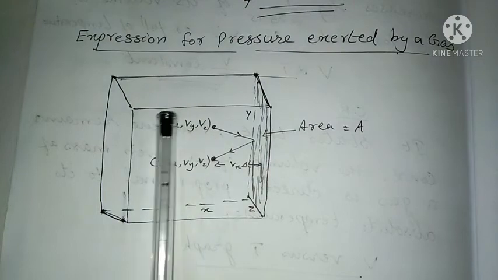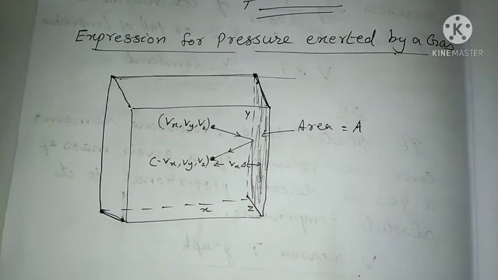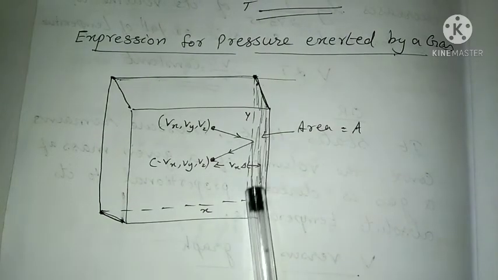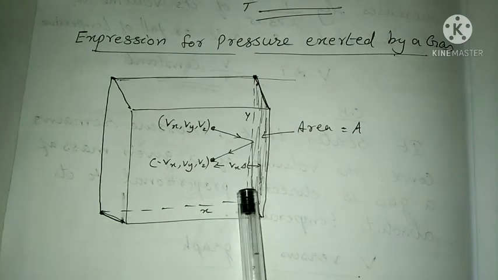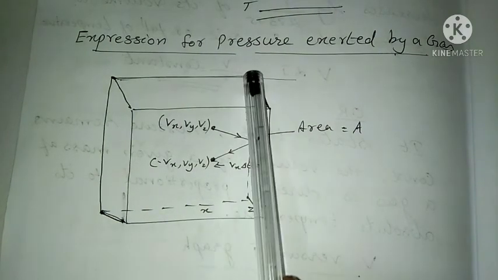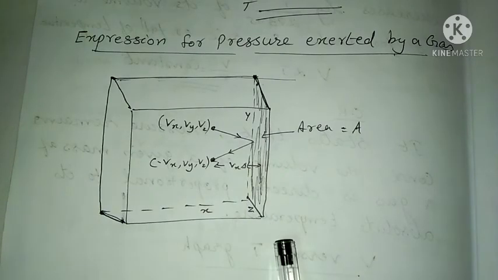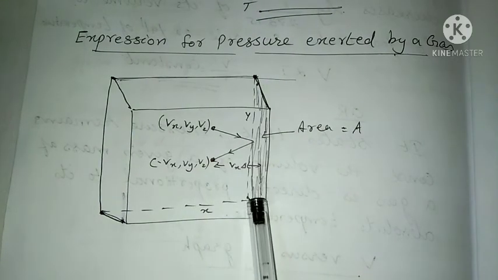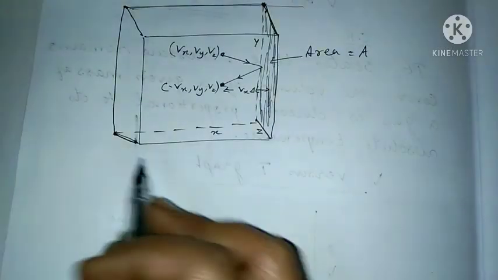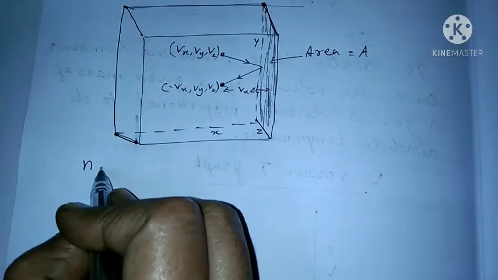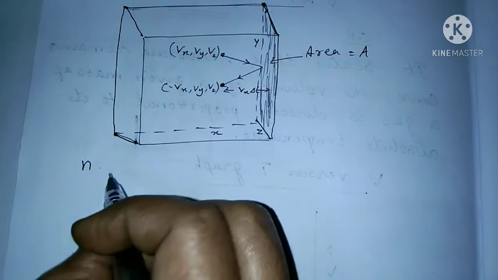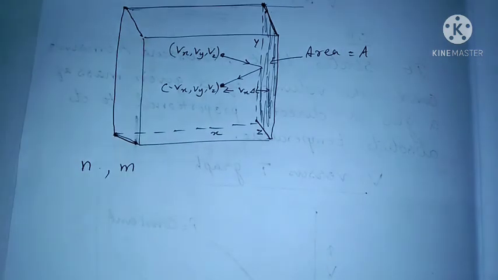So on the basis of these assumptions, we are considering an ideal gas enclosed in a cubical vessel. The sides of the cube are parallel to the x, y and z axes. This is the x axis, this is the y axis and this is the z axis. Let small n be the number of molecules present in the container per unit volume and small m be the mass of each molecule.